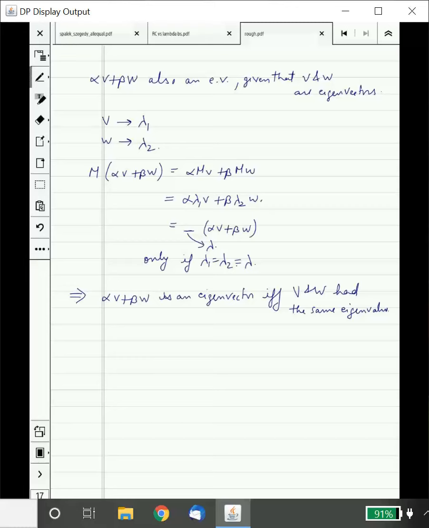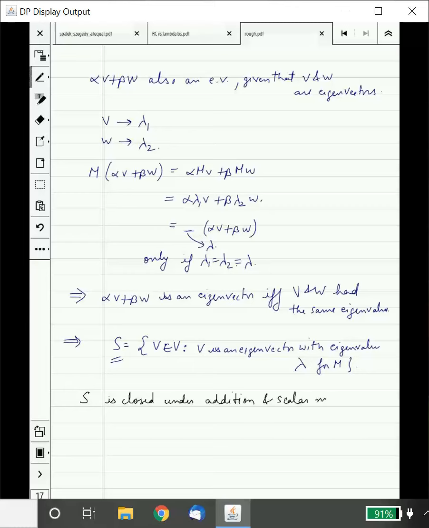This helps us. This tells us that the set of all vectors which are the eigenvectors of eigenvalue lambda, so let's take all vectors V such that V is an eigenvector with eigenvalue lambda, again with the matrix M fixed, is closed under addition and scalar multiplication, the two defining properties of a vector space.